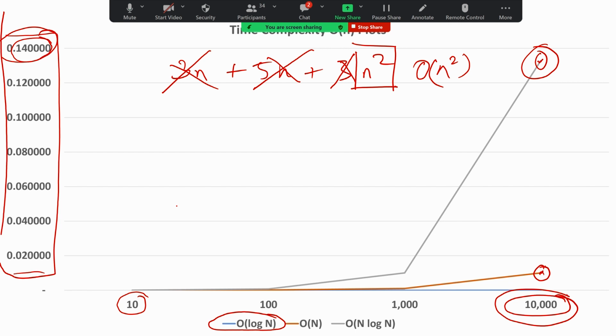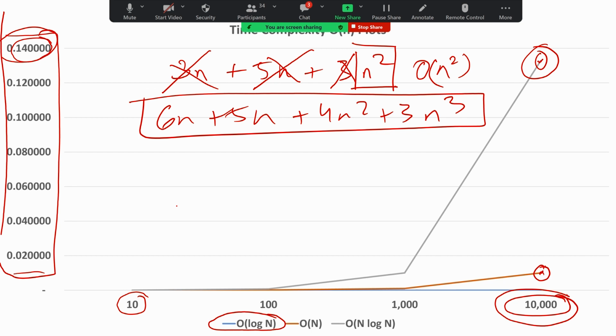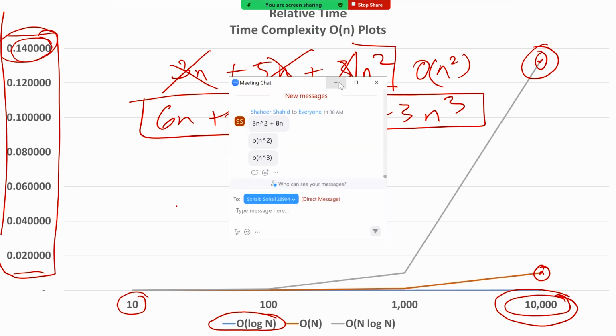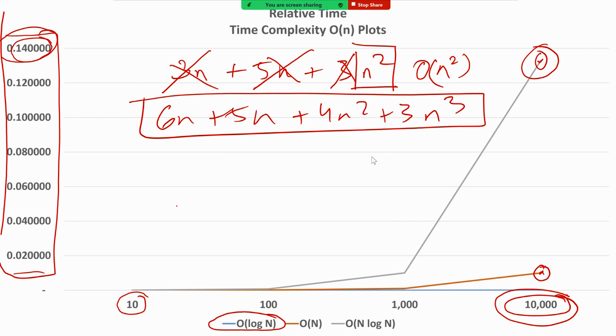of n squared. And then similarly, if I say 6n plus 5n plus 4n squared plus 3n cubed, this is my assessment of the work required in this algorithm. In this specific instance, what is the complexity? O(n cubed). Very good. So this is going to be n cubed.